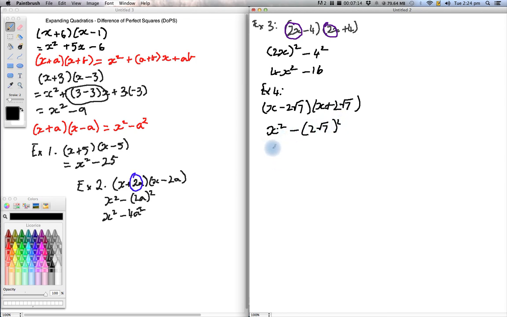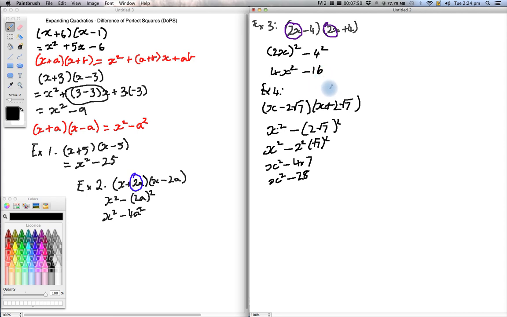Now, hopefully a few people are familiar with their surds for this one. It's x squared minus, so it's 2 squared first, 2 squared multiplied by √7 squared. That's x squared minus 4 times √7 squared. Now, √7 squared is, of course, 7, because square root and squared are inverse operations. 4 times 7 is 28. So that's x squared minus 28. And there we go, that's plenty of examples.